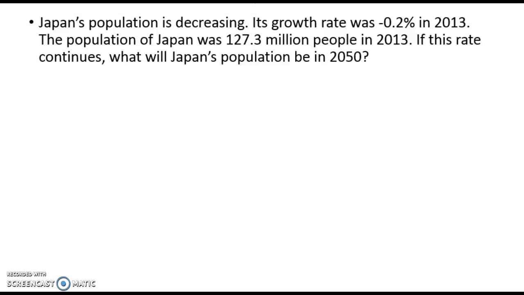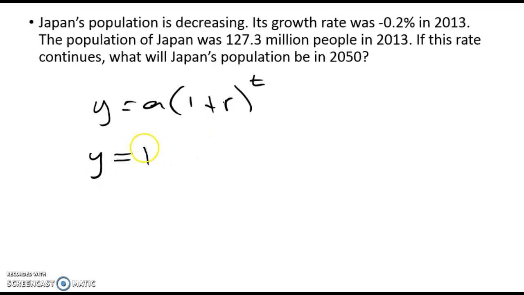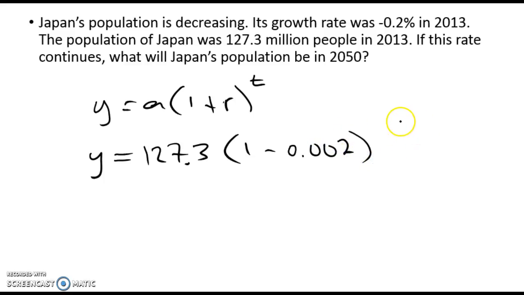So to solve this problem, we're going to use our formula that I showed you, or you could use the exponential growth formula that's in one of my previous videos. So let's go ahead and do this. y is equal to the initial times 1 plus the rate to the t power, and y, that's our output, is what the population is going to be in 2050. We've got 127.3, which we're going to add the zeros to later because it's 127.3 million, times 1 minus 0.002, because we're changing it to a decimal, to the 37, because we're going 37 years, from 2013 to 2050.